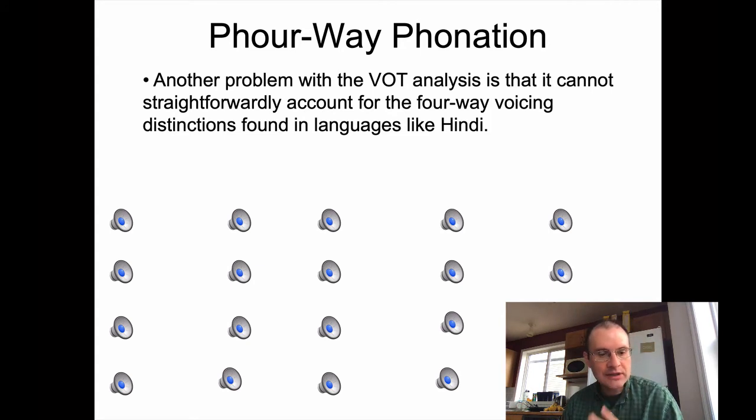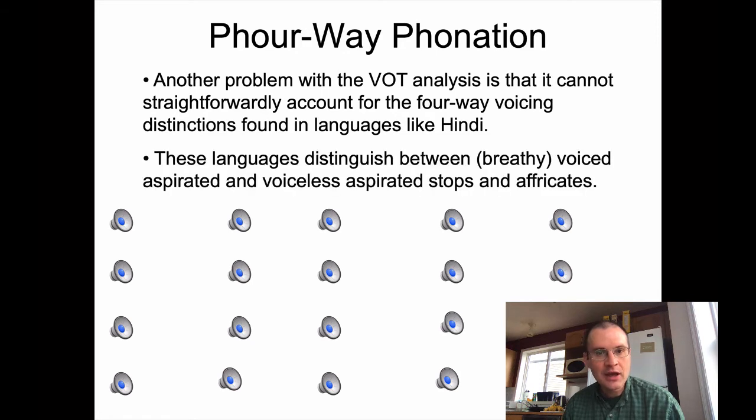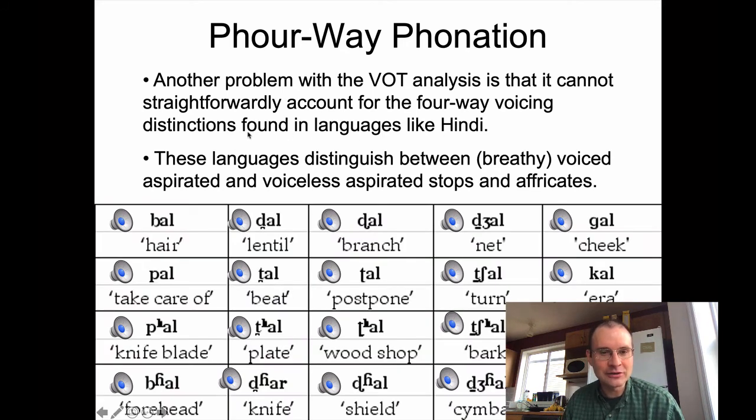So VOT works really well for a language like Thai, or any language which has a two-way distinction between voiced and voiceless. There are other languages, though, like Hindi, which has a four-way phonation contrast. Hindi will distinguish between two types of voiced stops and two types of voiceless stops. It's a kind of 2x2 pattern where you have voiced aspirated and voiced unaspirated, and also voiceless aspirated and voiceless unaspirated. So rather than just describing it, I'll just show it to you.